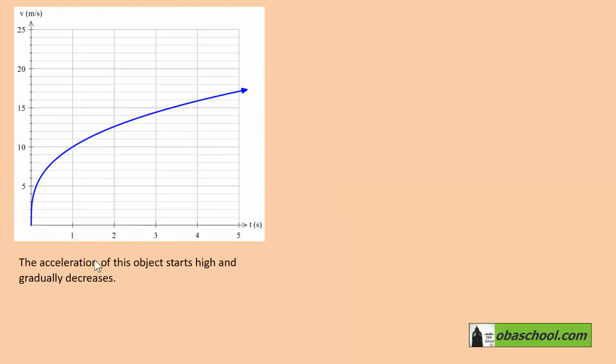If we look at this curve, the acceleration of this object starts high. We can see the gradient's very steep in here, and then gradually decreases. We could look at the gradient here, and we can see it's very steep at this point. If we look at it here, the gradient is much more shallow.